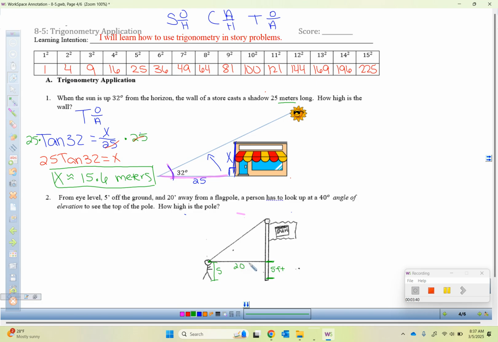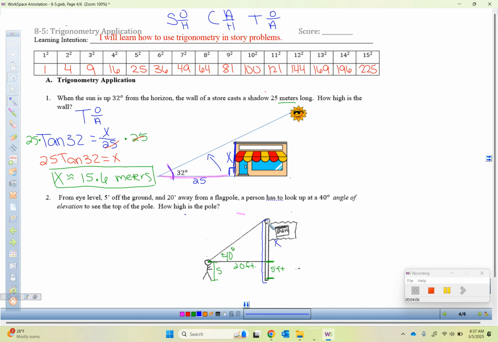So it would make sense to say this. A person has to look up at a 40-degree angle, angle of elevation to see the top of the pole. How high is the pole? So what we're wanting to know is how high is this whole pole. So this whole pole from top to bottom.